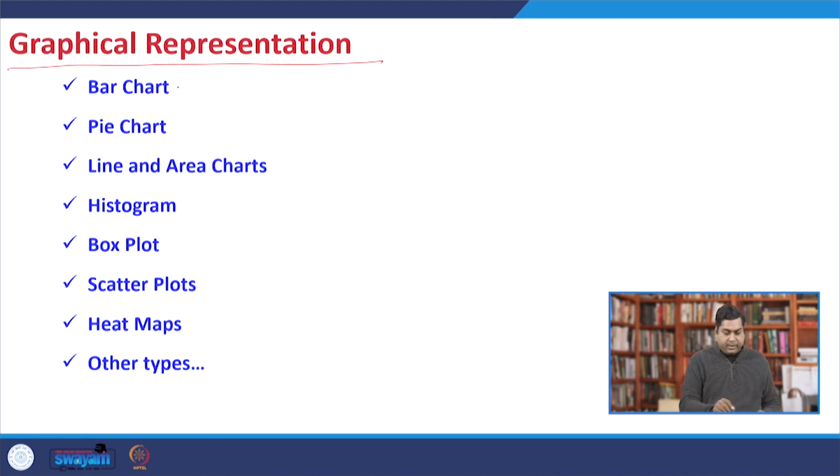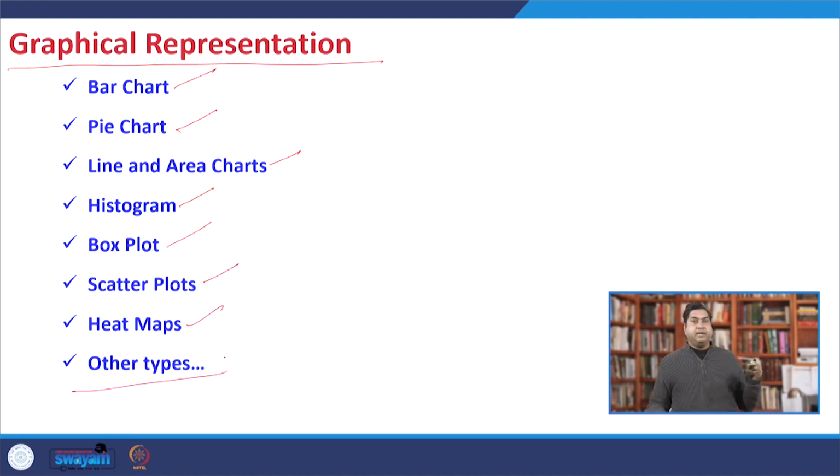So, it can be a bar chart, a pie chart, a line and area chart, a histogram, a box plot, a scatter plot, heat maps and many other types. Nowadays, you have multiple resources.